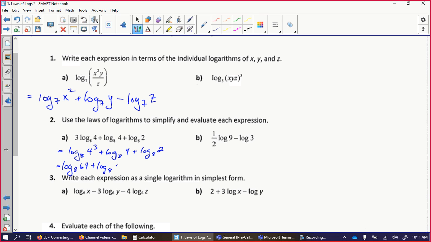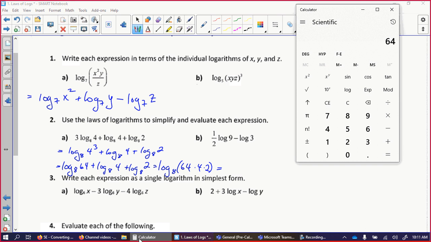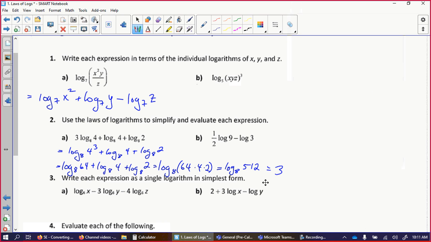And I'm going to run out of space. Well, now I can multiply all of those together. And I'm going to have to go under here. Log base 8 of 64 times 4 times 2. 64 times 8 is 512. 8 times 8 is 64 times 8 is 512. So all of that business equals 3.